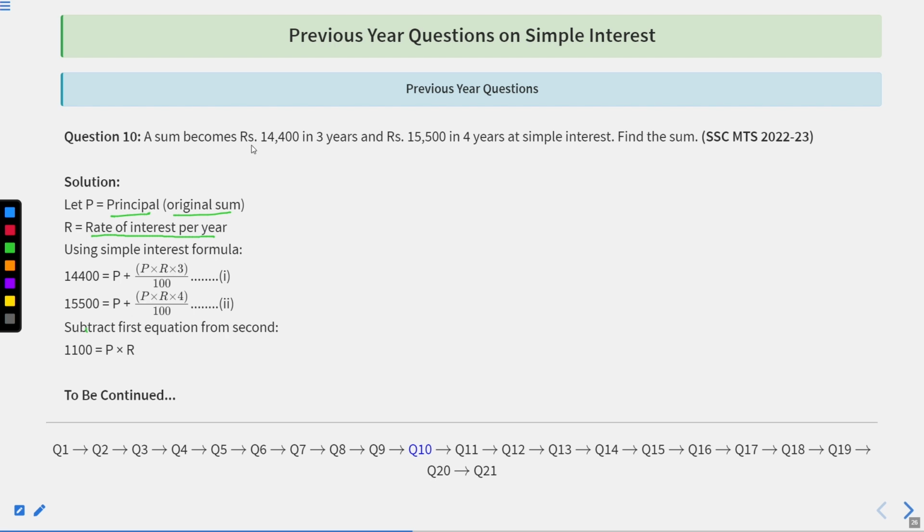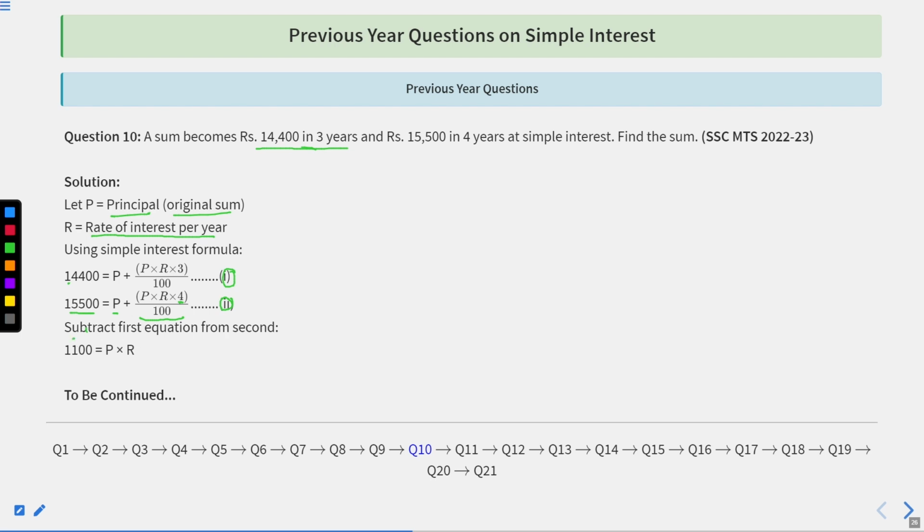So in the first case, for 3 years, the sum becomes rupees 14,400. That means 14,400, that is amount, equal to principal P plus simple interest, so P into R into 3 years upon 100. And when the same amount is invested for 4 years, you get amount equal to 15,500, which is equal to principal plus simple interest. So this is equation 2. Now you have two variables and two equations, so we can solve them to obtain a unique value of P and R.